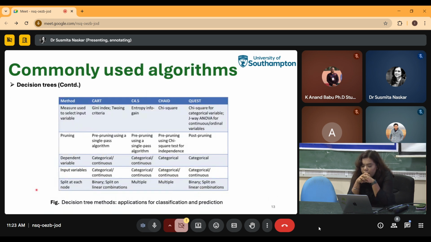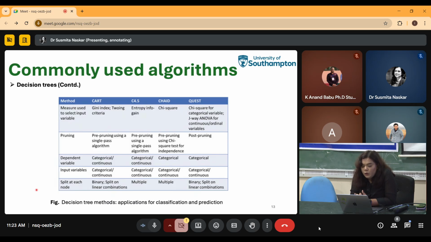Now this is a very nice diagram where you can see how the decision tree methods are applied for different classification and prediction tasks. I have tried to divide them into some major decision trees, and we will see where each one works. Starting with the measure used to select the input variables here.